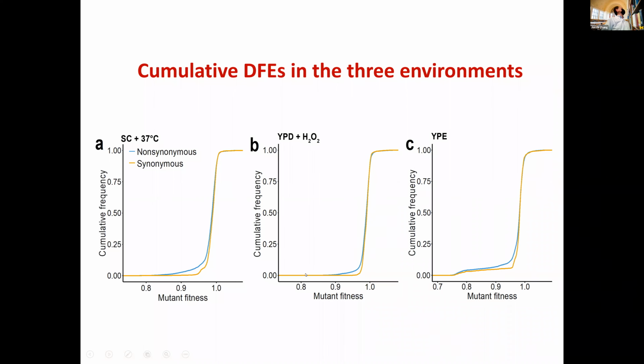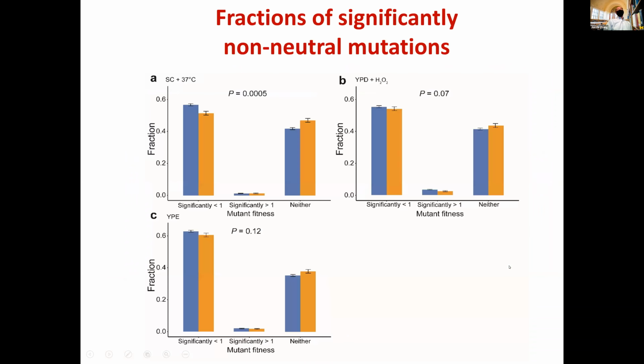And this is showing the cumulative distribution. They are significantly different. In each case, they are significantly different. And the difference you can see is around here. And if you calculate the fraction of mutations that are significantly non-neutral, here it's like 50-some% significantly non-neutral. Each environment is like 50-some to 60%. And this fraction seems lower than in YPD.